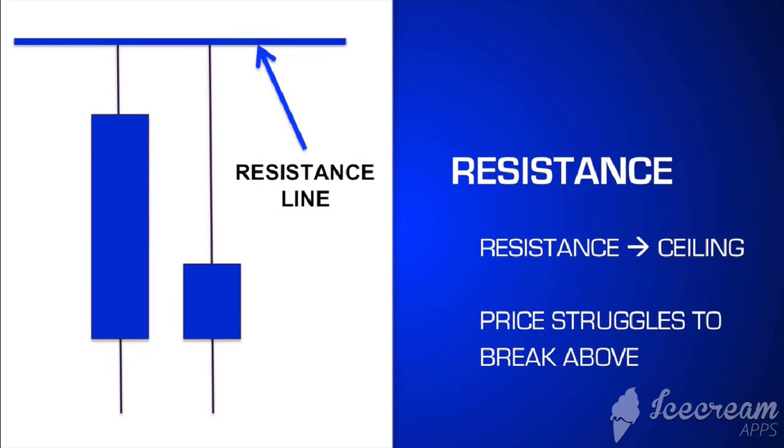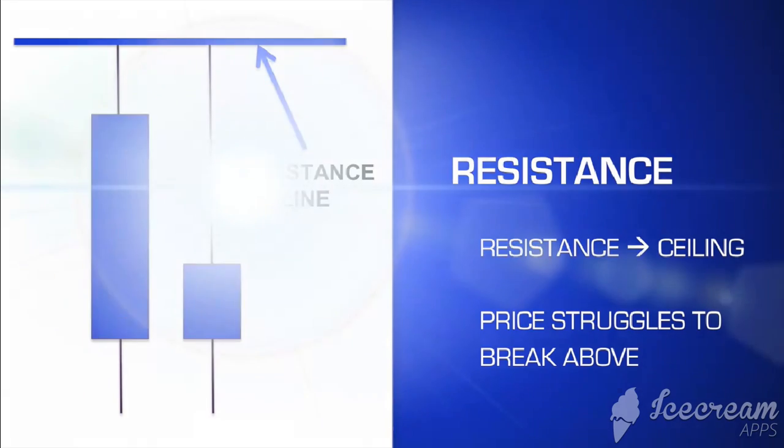Now let's talk about resistance. Resistance is one of the first things that we'll talk about. Resistance is like a ceiling. So if you see in this picture, you see how that wick was approaching the line, but it was not trying to go above the line. See, resistance is kind of like a ceiling where price struggles to get above it.